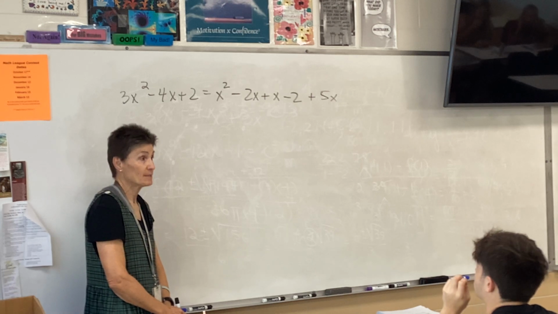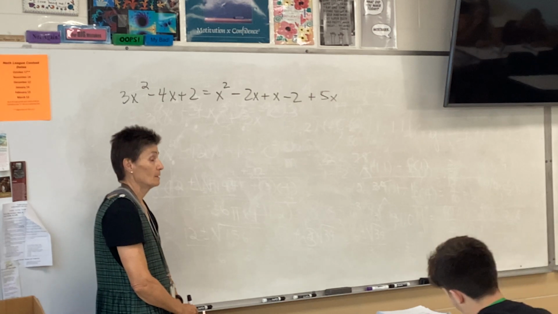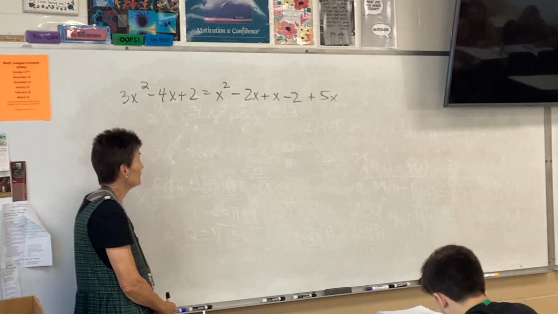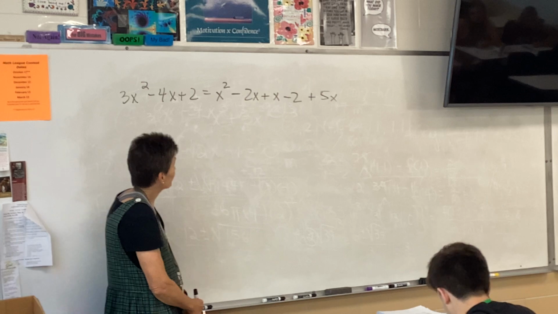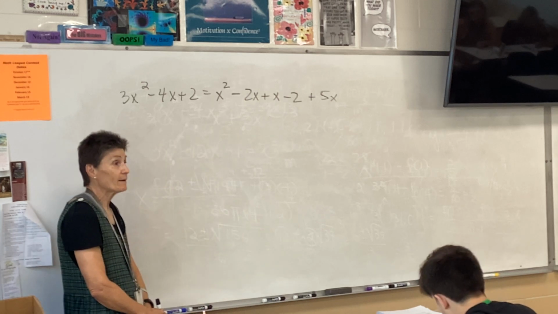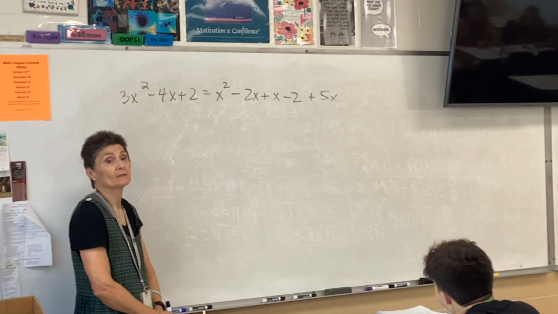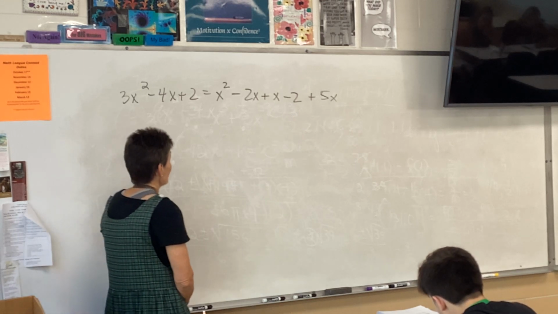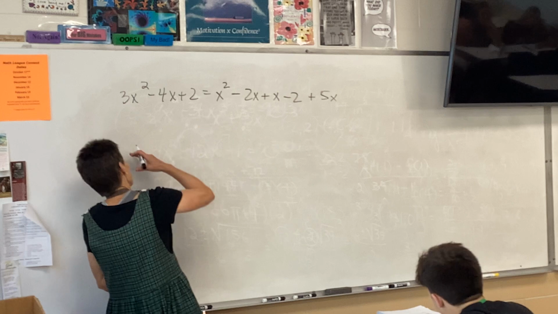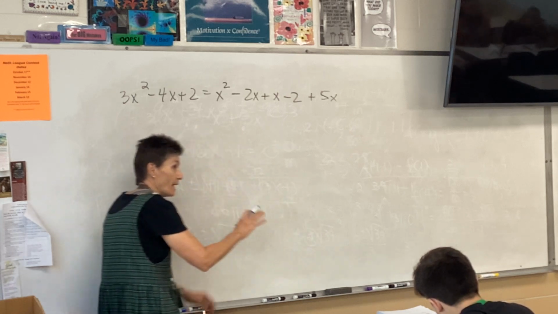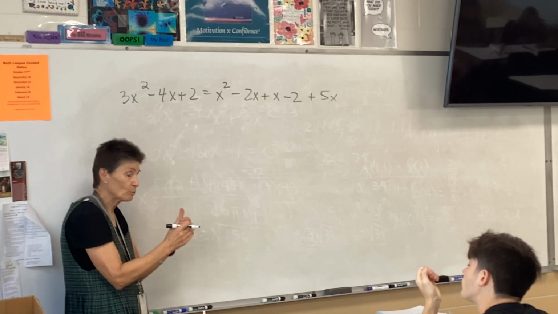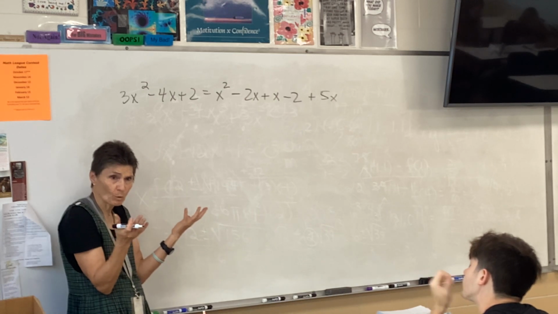Makes sense to everybody to start that way? So just FOIL, you can do that, easy enough. All right, now what? Move everything to one side. So we got a bunch of collecting like terms to do. So Wyatt wants to get everything over and equal to 0, and I agree with that, totally. And the steps you go through are up to you, whatever works for you.